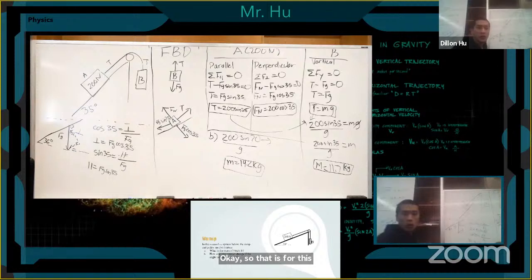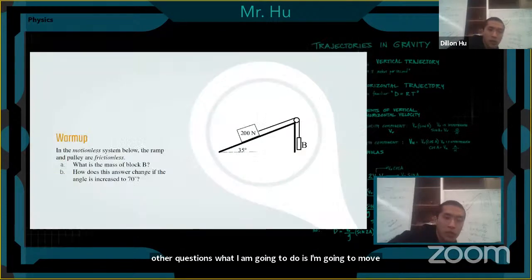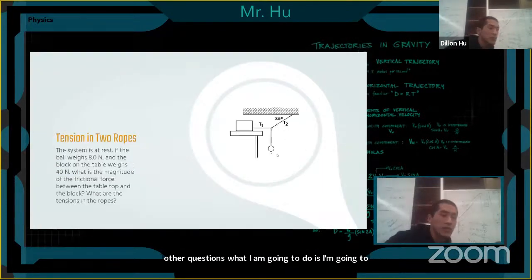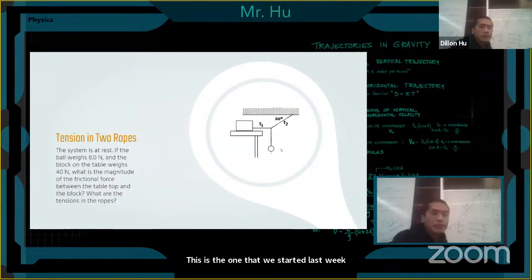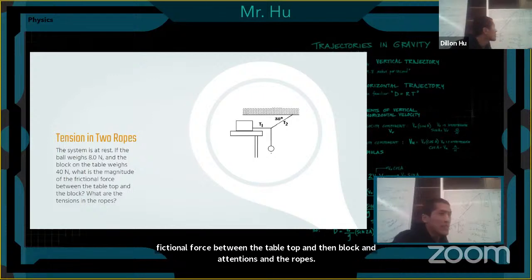If you don't have any other questions, I am going to move on to the next problem. This is the one that we started last week. This is the one where you have a block on a table, and then you have a ball hanging from the ceiling or whatever. And we need to find the frictional force between the tabletop and the block and the tensions in the ropes. So we started this last week.